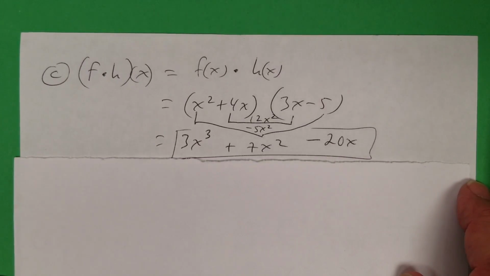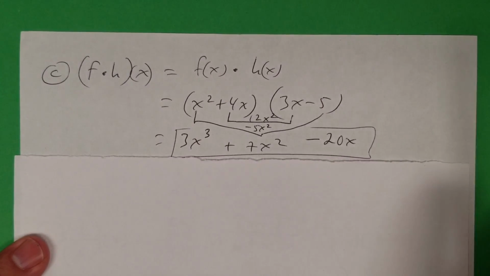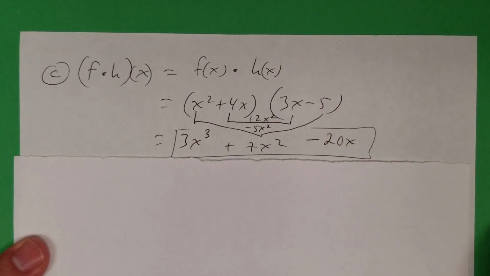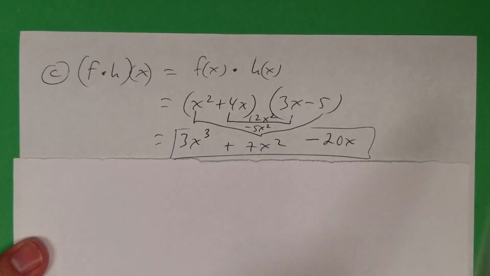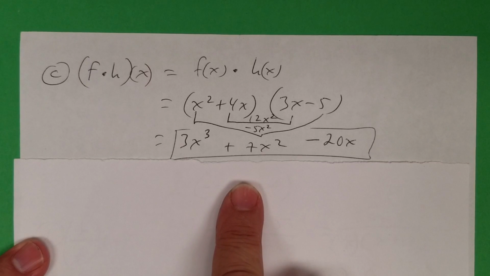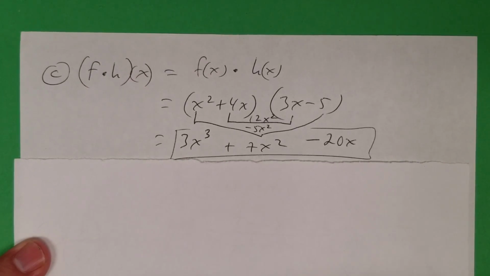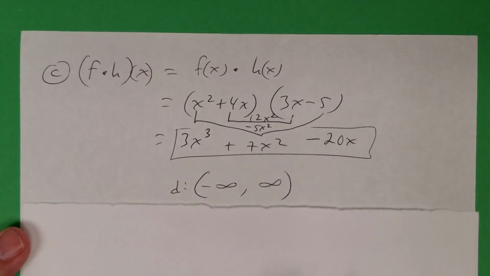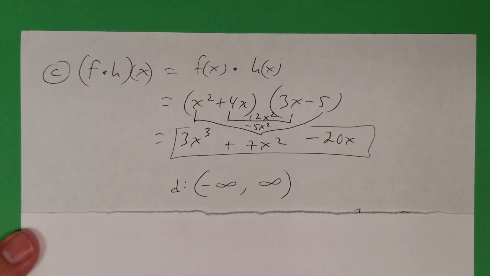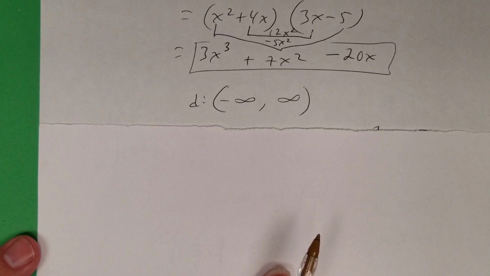I did that really fast, a lot of talking, but all we did was binomial times binomial. If you've forgotten how to do that, ask somebody, ask me, whatever. What is the domain? Hey, look, again, we got no fractions and no radicals to deal with, so x can be anything. That was easy too.